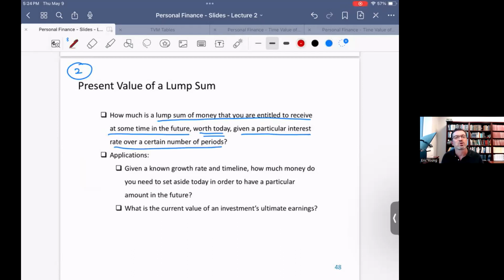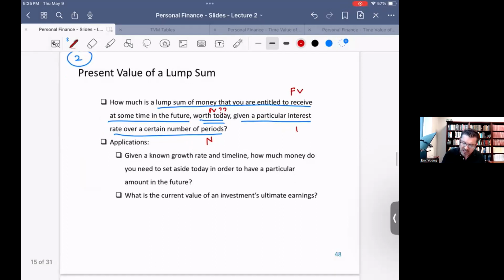If we put our jargon on top of this, the amount that you're looking to receive in the future, that's your FV. The interest rate you're going to get, that's your I. The number of periods is your N. The question of what it's worth today, this is the PV. And that's why it's the question mark. We're searching for it.